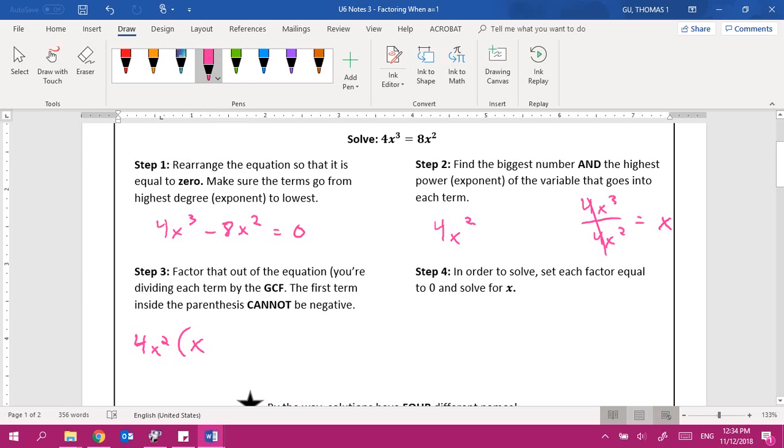And for the next term, I would be doing negative 8x squared divided by 4x squared. What would that be? Negative 8x squared over 4x squared. Okay, you see how there's x squared on top, x squared on bottom? Those are gone. So it would just be negative 2, that's right. So minus 2.